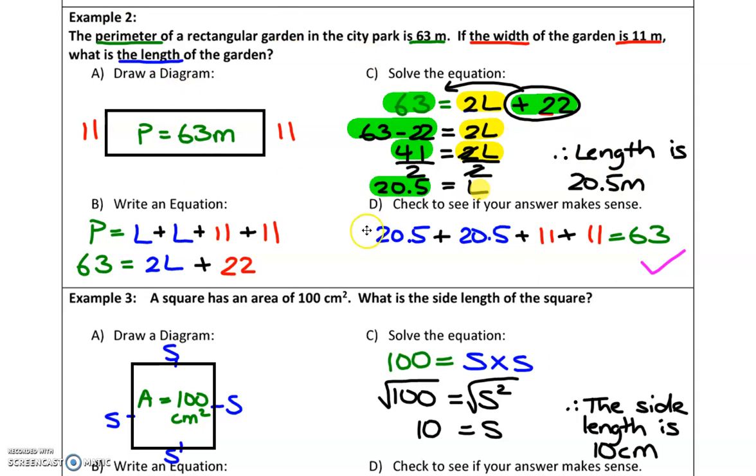And I'm going to take the 20.5. All right, but actually I just want one of them, so let's just erase that guy right there. Okay, so now that we have 20.5 over here and we have 20.5 over here, we want to check to see if the perimeter actually is 63, because that's what they said we wanted it to be. So take 20.5, 20.5, 11, 11, add them all up, and they actually do make 63. So we got the right answer.